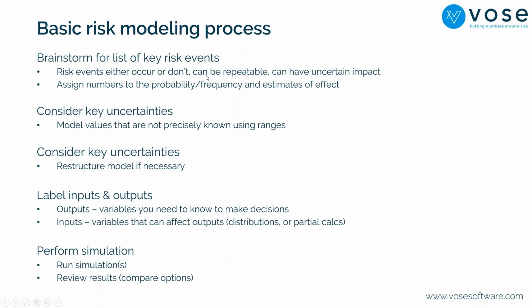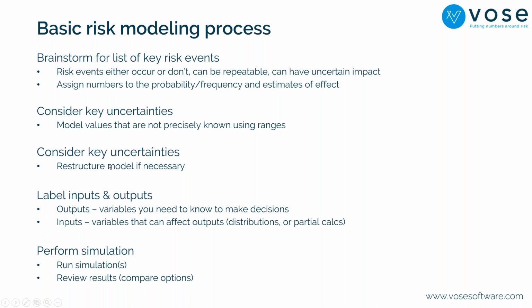So, basic risk modeling process. Brainstorm for a list of key risk events that might affect the business plan that you're building a spreadsheet model of. Consider the key uncertainties separate from risk events. Risk events are something that may occur and may not occur, and so you must be able to simulate that they have an impact of 0 because they didn't occur, or a non-zero impact because they did occur. Uncertainties, on the other hand, are things that are always there, but we're just not sure what the number's going to be. So we know we're going to have to buy a tractor or buy land. We're just not sure what the cost of that land might be.